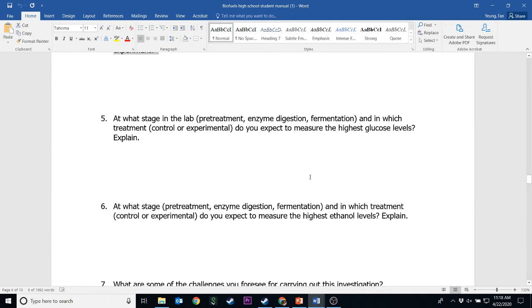Now you remember in question 5 in this lab, the steps are you go through pre-treatment, you boil it first, and then you have your enzyme digestion and then fermentation. At which one of these steps do you expect the most glucose? Let's say you think it's the first step, I don't know, and then you say why. You tell me why, because you always explain. Which step will generate the most glucose? Why? It's one of these three. And then you also need to tell me whether you think it's the control group or the experimental group that has the most glucose.